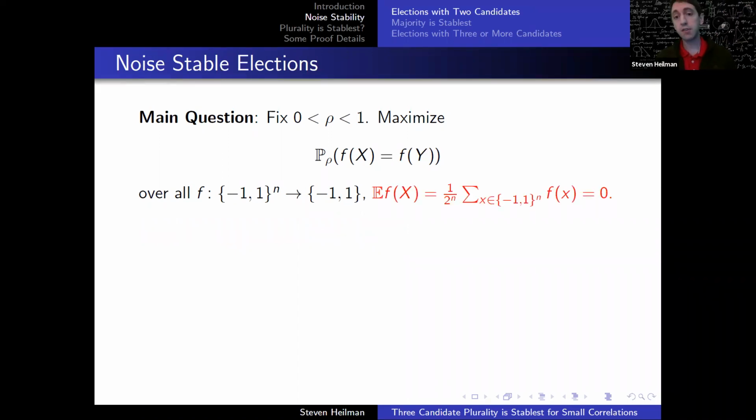Okay, so here's an extra assumption. We're going to maximize the same probability over all Boolean functions, but we're going to add the constraint that the average value of f is 0. So for half of possible votes, candidate 1 wins, and for the other half of possible votes, the other candidate wins.